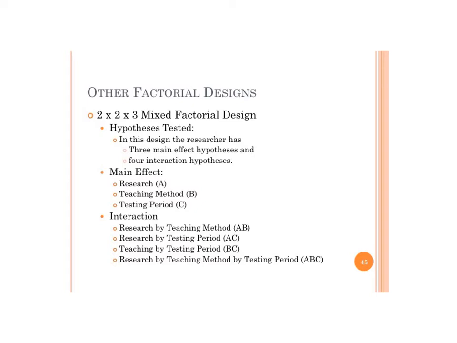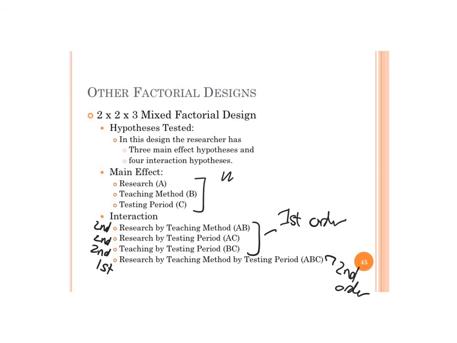And if I were to write out the order of importance, I would test the ABC interaction first. I would look at the other first order interactions next. So this is called a second order interaction. These 3 are called first order interactions. And then the 3 main effects would be last. So that's the order of importance.